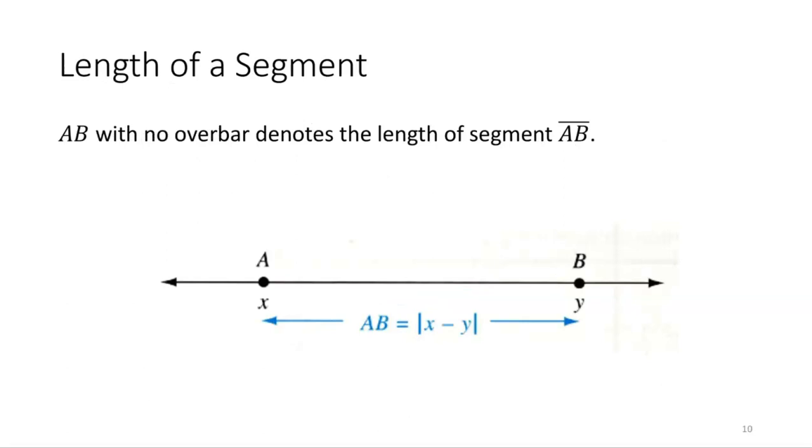As far as notation goes, a line is drawn with the names of 2 points with a line on top of it with arrows going in both directions. A line segment doesn't have the arrows, it's just AB with a bar. And if I don't have any bar, then I'm actually just talking about the length of it. So in this case, AB would be the length between points A and B.